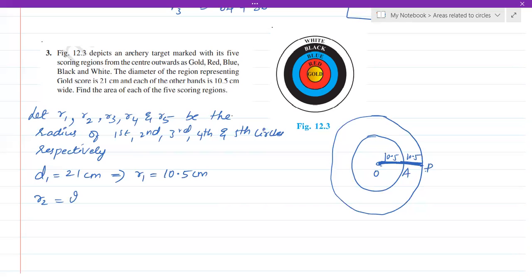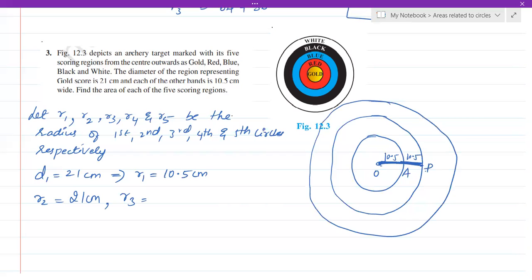Okay, therefore 21 centimeter is R2. Now what will be R3? Let's take another circle outside, that is the blue region. Okay, outside this blue region. Now this is 10.5, this is 10.5.